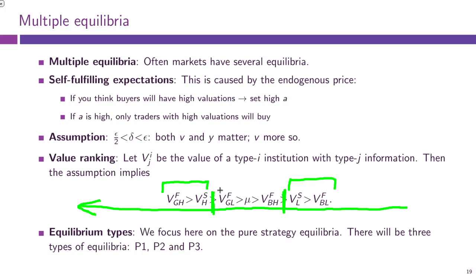So if the fast trader has good news but low private valuation, they will now not trade because the spread is too wide. The ask price is too high to buy and the bid price is too low to sell. And the same applies to the fast trader with bad news and high private valuation. This is what we will call the P2 equilibrium.